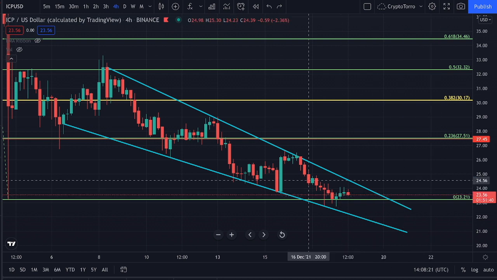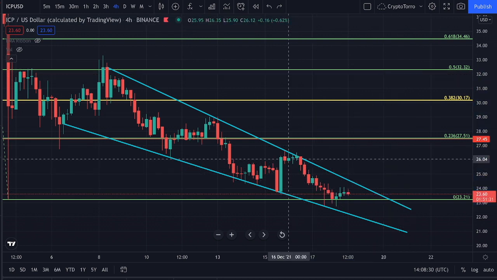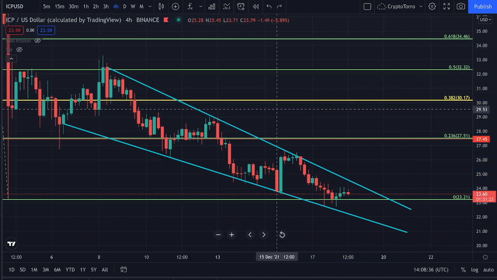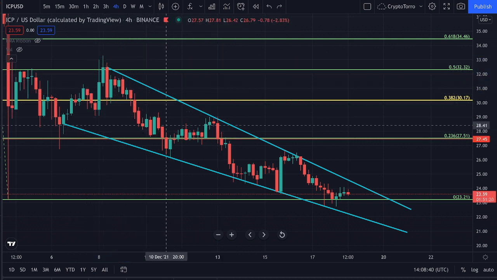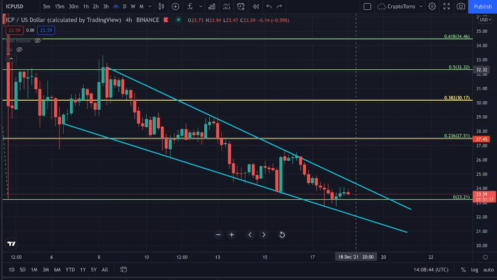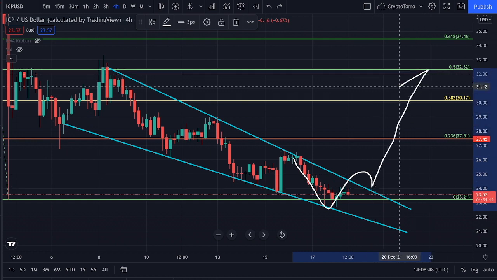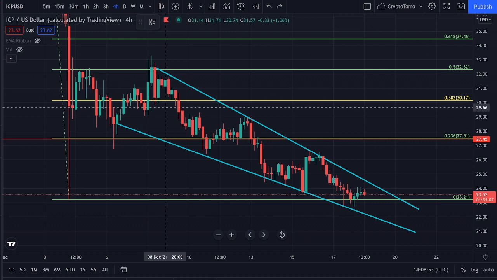What is absolutely important is that once we break out above this descending resistance, we could see a major move all the way towards the $32 at approximately 0.5 Fibonacci. Why is this the case? Because this is the beginning of this descending resistance and the beginning of this falling wedge pattern. Therefore this is our price estimate once we see a breakout occur above this descending resistance and see momentum towards the upside taking place.